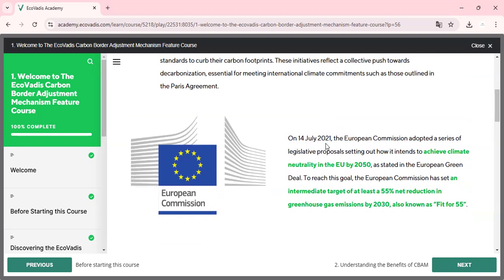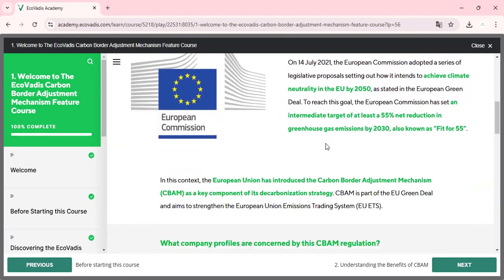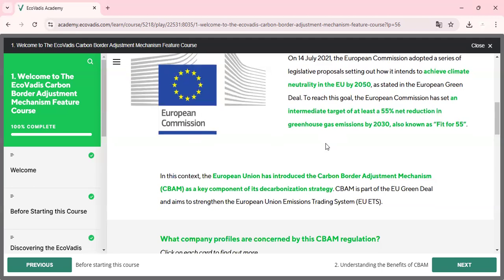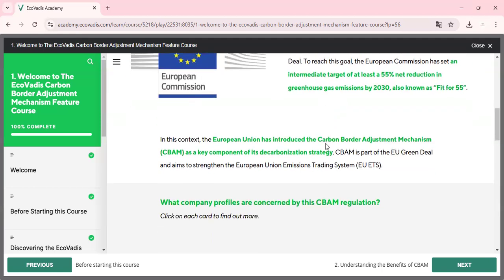in the Paris Agreement. On July 14, 2021, the European Commission adopted a series of legislative proposals setting out how it intends to achieve climate neutrality in the EU by 2050, as stated in the European Green Deal. To reach this goal, the European Commission has set an intermediate target of at least a 55% net reduction in greenhouse gas emissions by 2030, also known as Fit for 55.